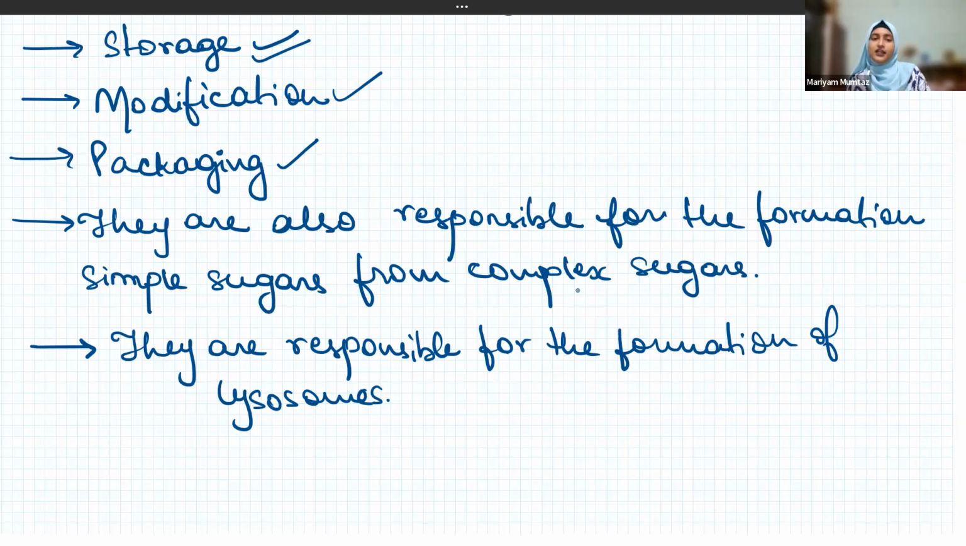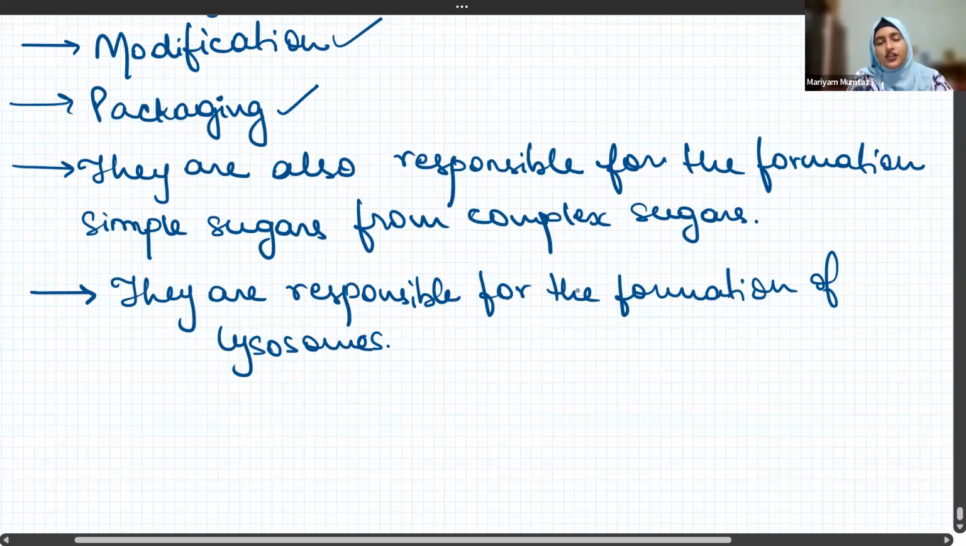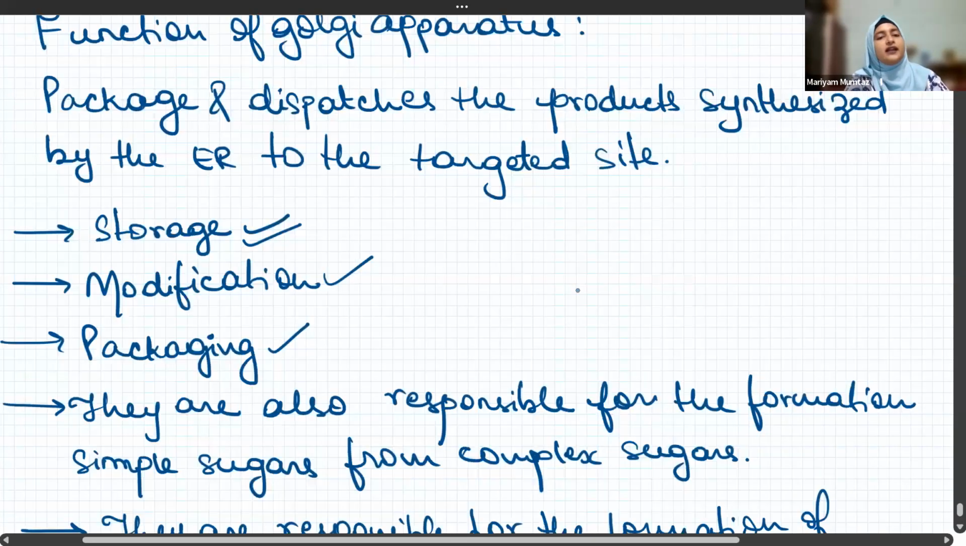During the process of packaging and dispatching, it starts from the cis phase and moves on to the trans phase. And when it comes out, those structures are lysosomes. So all that packaging the Golgi is doing, it is basically packaging everything and forming a lysosome. The thing that comes out of the Golgi as a product, the dispatched product, is the lysosome. So lysosomes are formed by the Golgi apparatus. Are the functions of the Golgi apparatus clear to you?